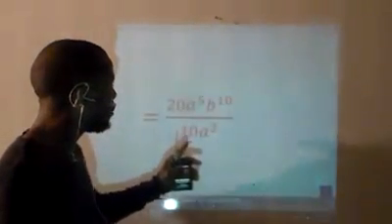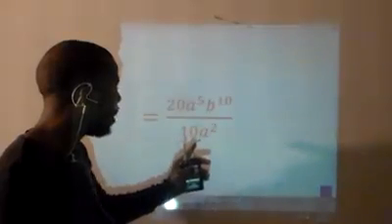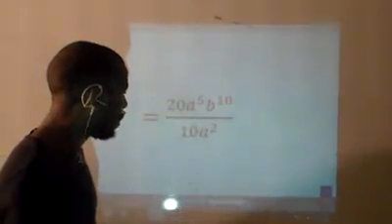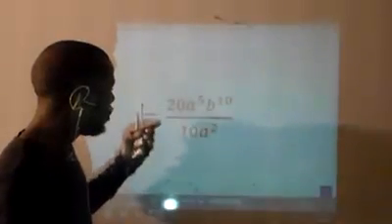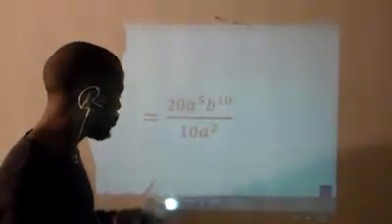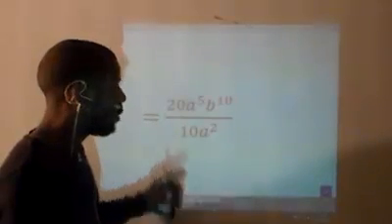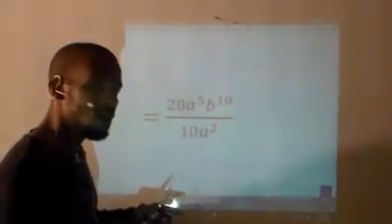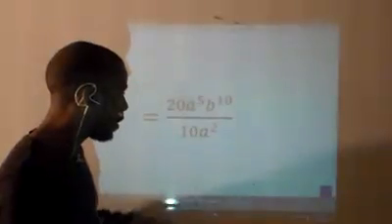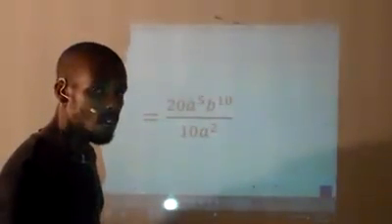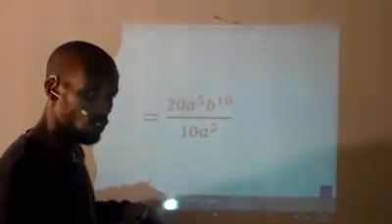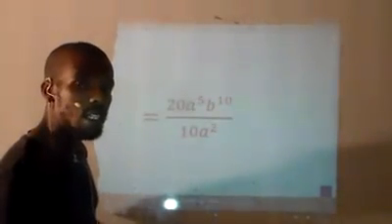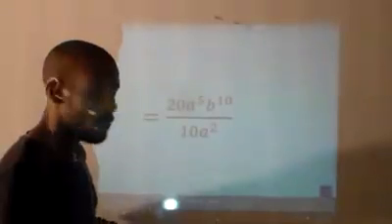Now we have a divider, which is 10a to the power of 2, dividing 20a to the power of 5, b to the power of 10. When we take variables, when the bases are the same, their powers or exponents add each other. But when it comes to a division sign, it is vice versa. When the variables are the same and they are dividing each other, their powers subtract each other.